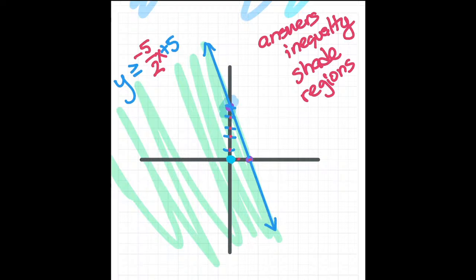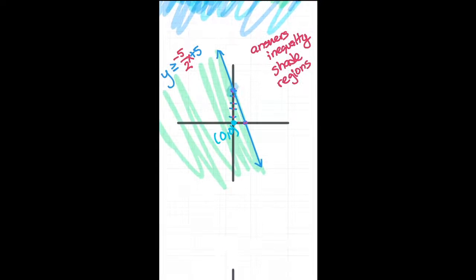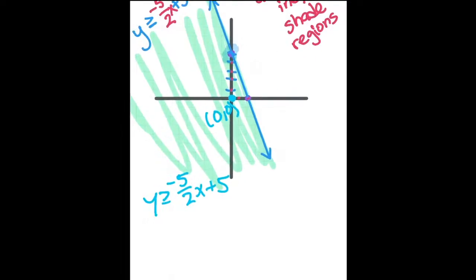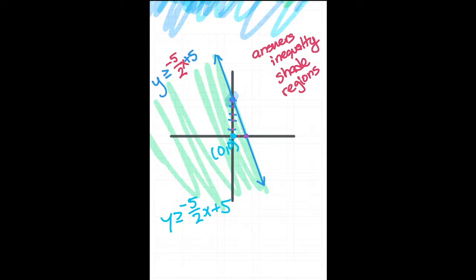So let's do it. Here is 0, 0. Let's see if it's true. Let's put it in our equation. y is greater than or equal to negative 5 halves x plus 5. Mike, where'd you get that equation from? It will already be given to you. You don't ever have to wonder where the equation came from. It will either be given to you or it will be your job to come up with it, which I showed you in the previous video.